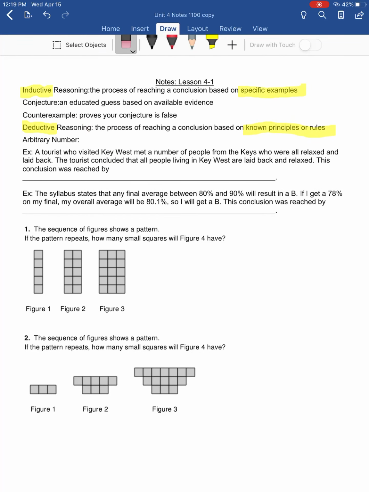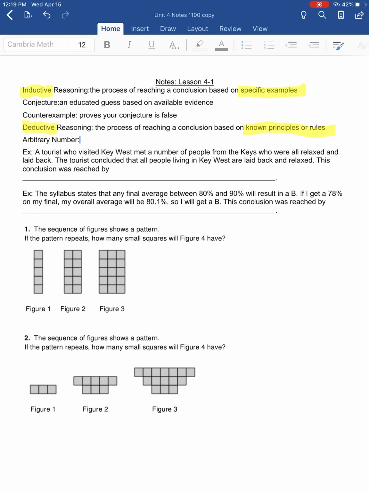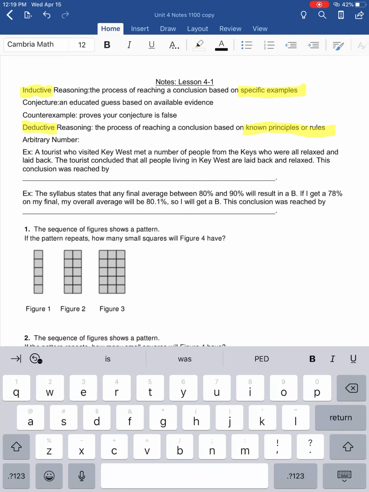And then lastly, we have an arbitrary number. An arbitrary number is a symbol that represents all possible values. So for example, whenever we have an equation we're trying to solve, x is an arbitrary number. It's just a symbol that represents all possible values that x equals.